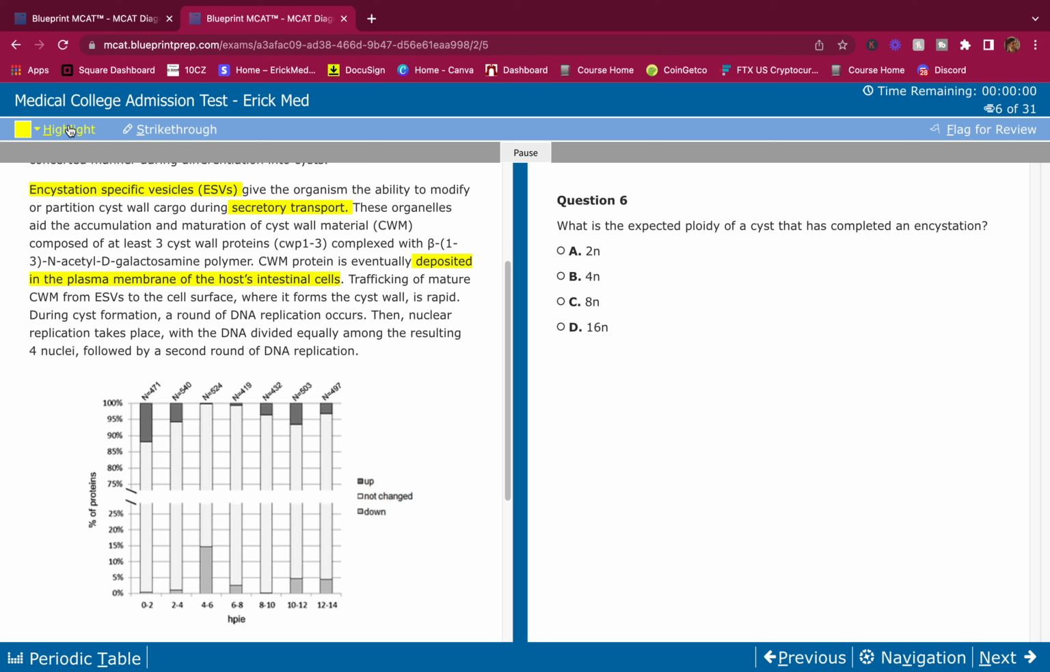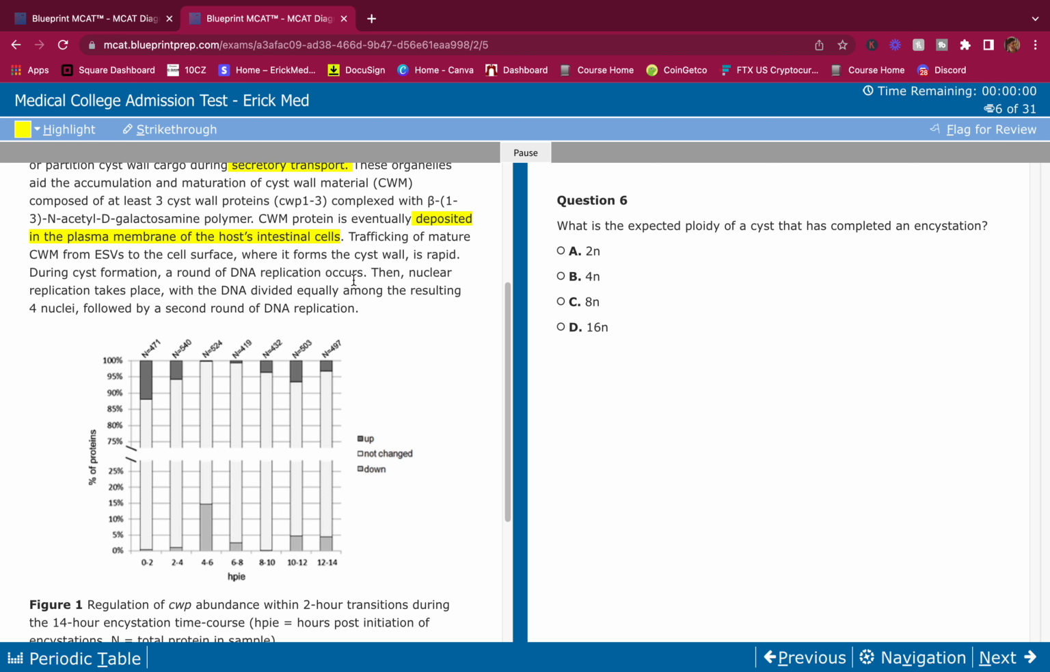So this CWM, the organelles aid the accumulation and maturation of cyst wall material of these cyst wall proteins coupled with this polymer, and then that is deposited into the host intestinal cell. All right, crazy stuff going on here.